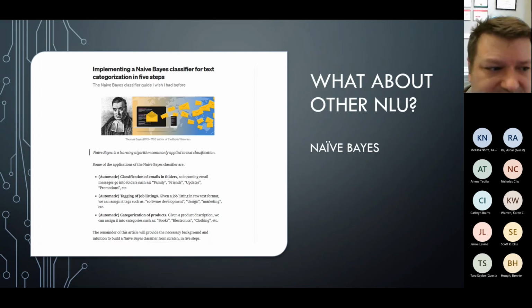What about other natural language understanding systems? This goes way back to actually the 1760s. There's something called a naive Bayes classifier, which is an approach to using statistics to place sample text, and therefore the intent of a writer, into categories. Bayes' theorem is what it's based on. It has all kinds of applications in statistics, linguistics, sociology.